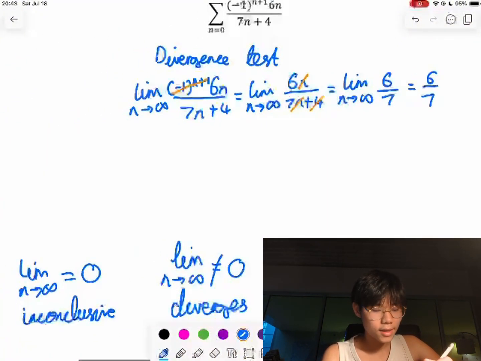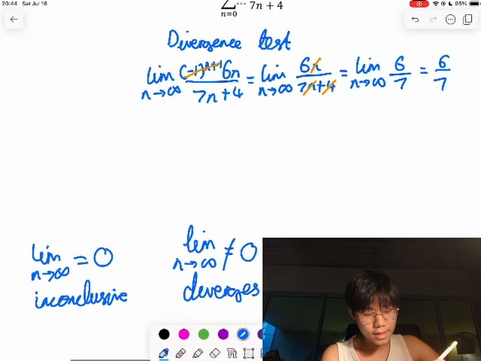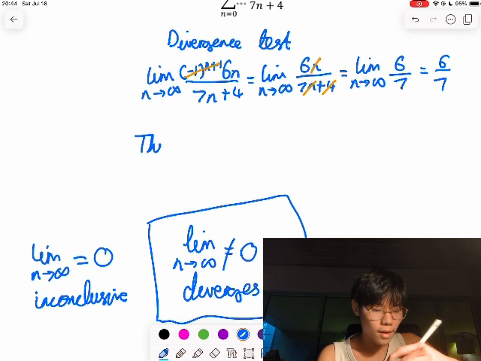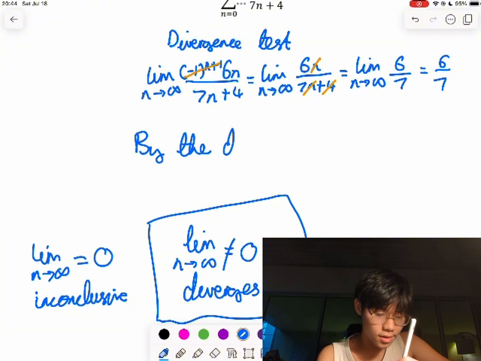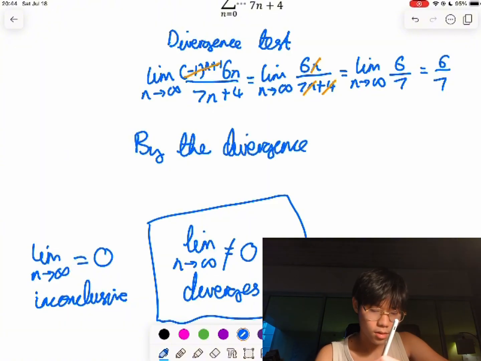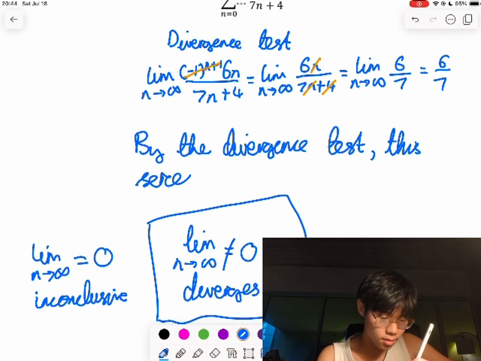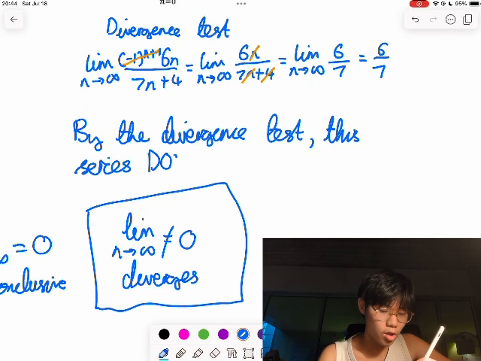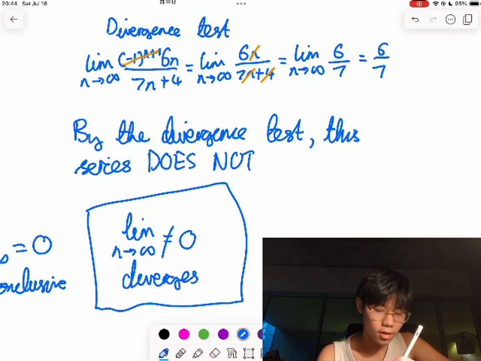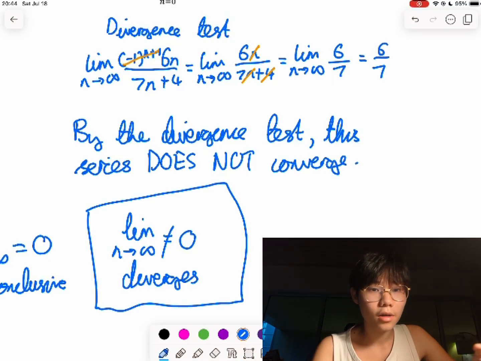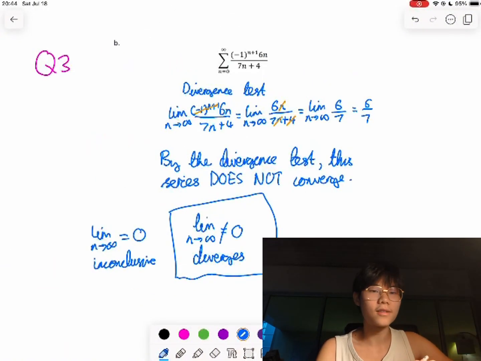And so you can see that it is not 0. 6 over 7 is not 0. And that means our official answer is by the divergence test, this series does not converge. And because it's not a geometric series, we can't find out, oh yeah, well, it doesn't converge.